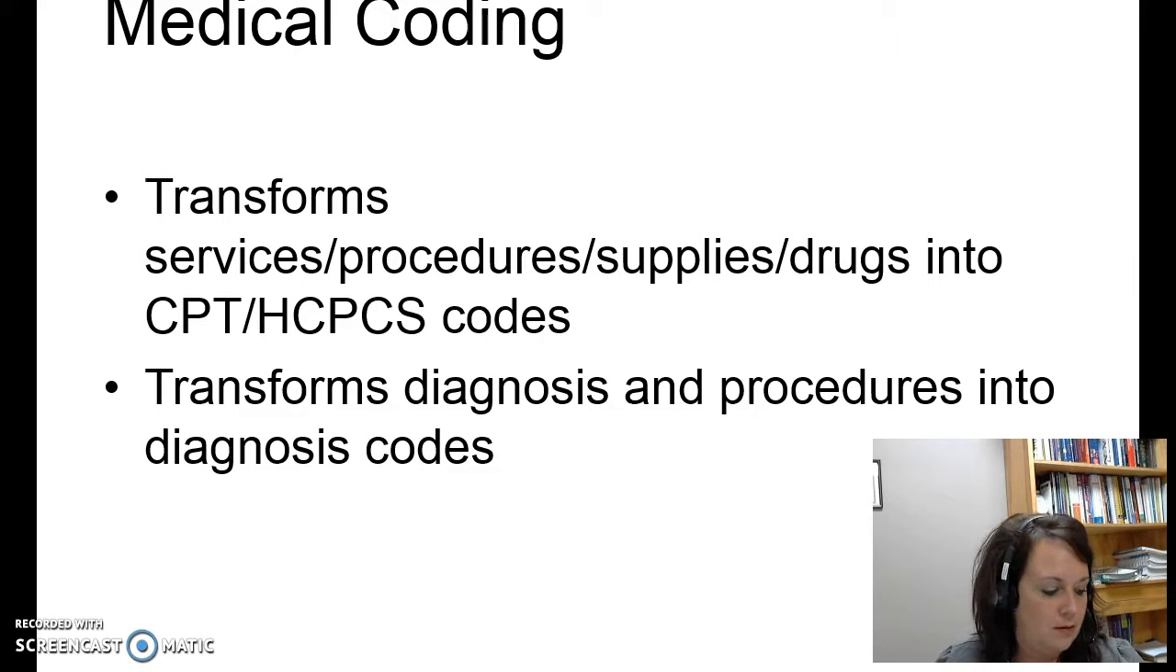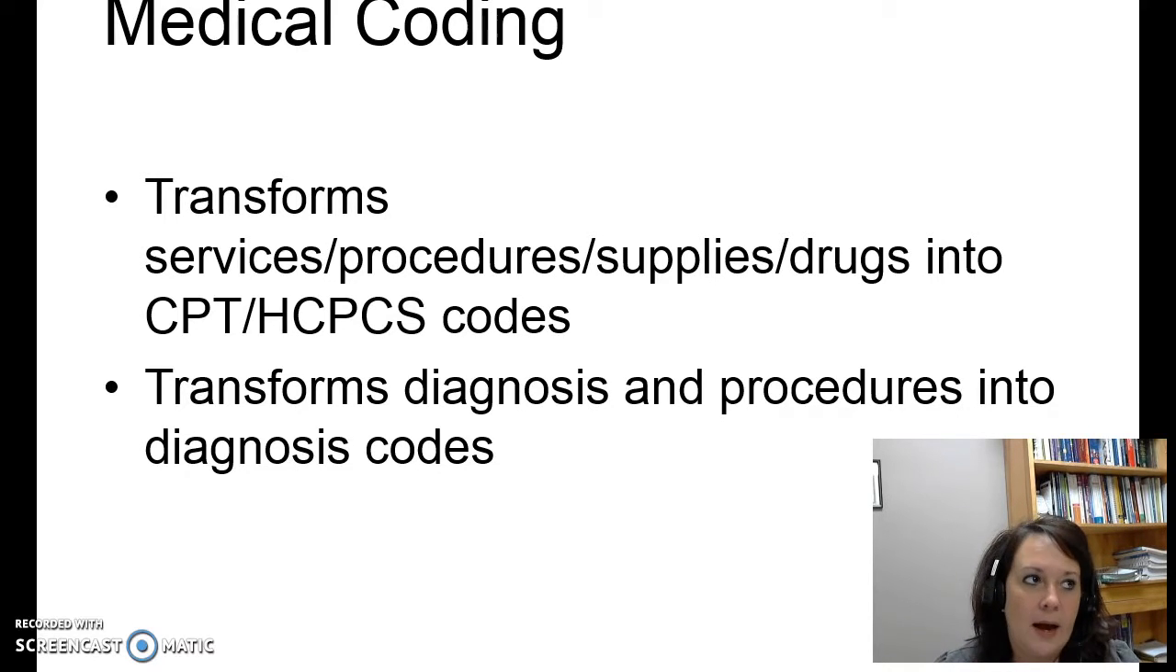Medical coding, and what we're going to learn this semester, does a few different things, has a few different purposes. First of all, it transforms services, procedures, supplies that are given out, drugs that are given into CPT or HCPCS codes. This is Introduction to CPT class. We will be doing CPT coding. It transforms diagnoses and procedures into actual diagnosis codes.